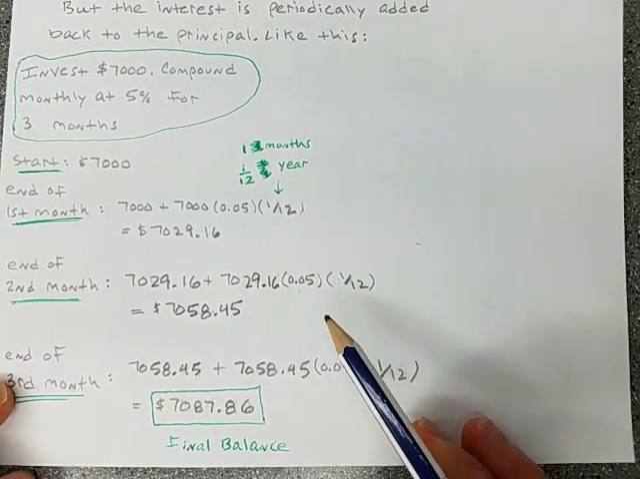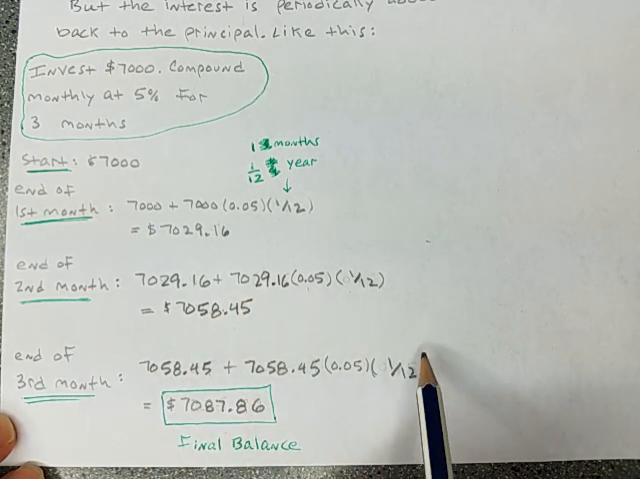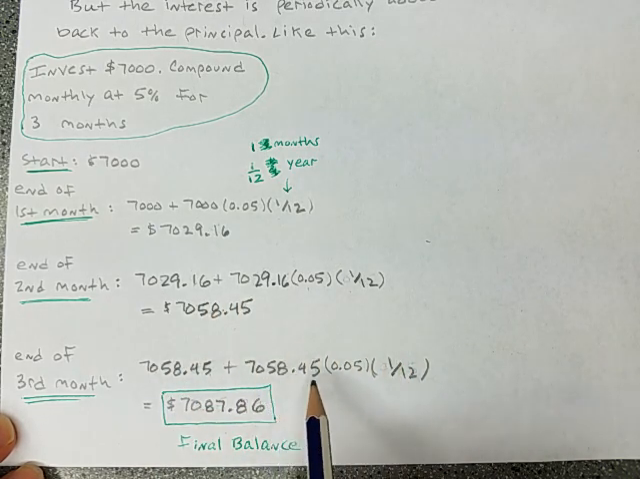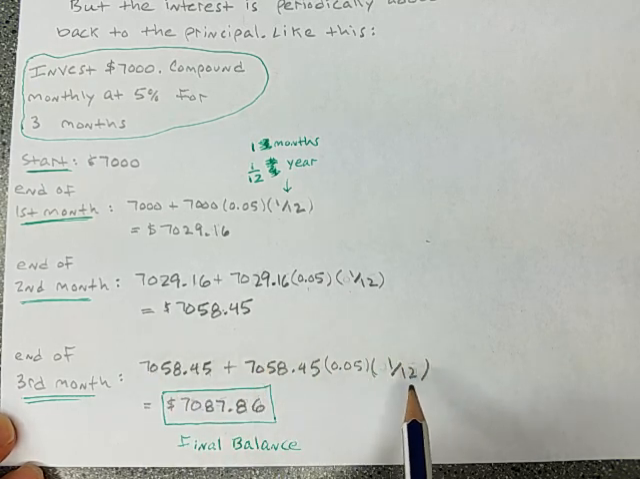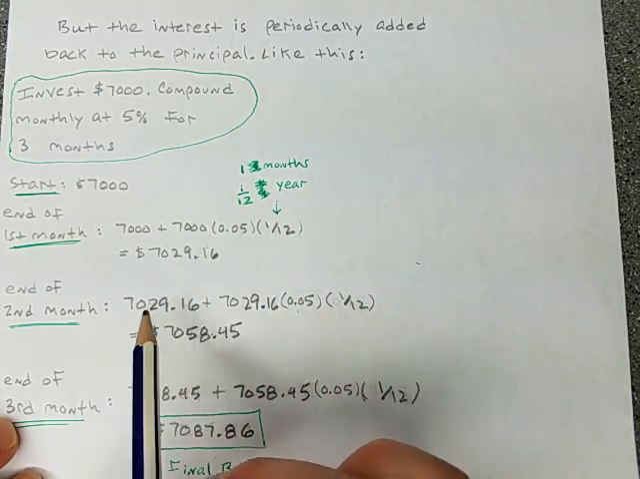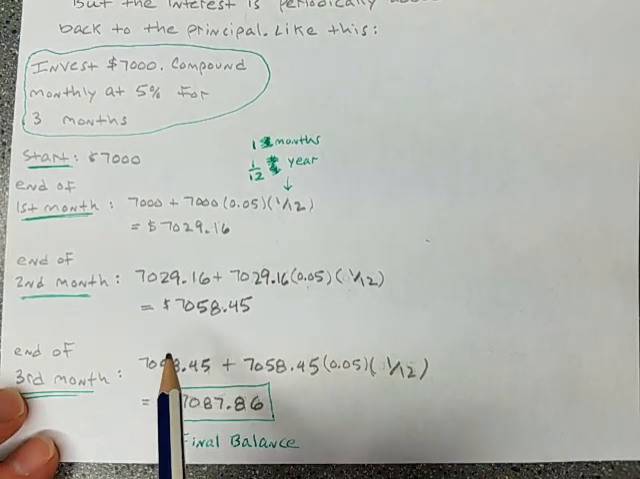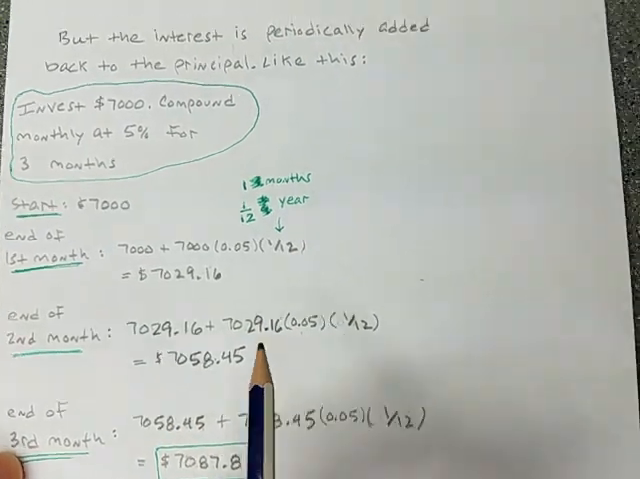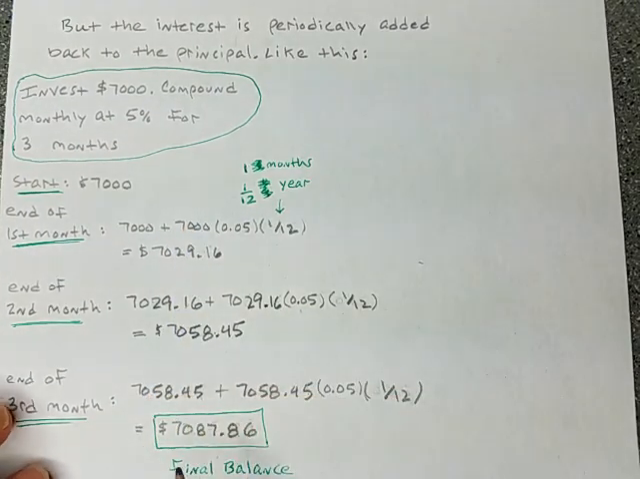Okay, now we have this. At the end of the third month, we take what we started with, and it earns a month of interest. We add that interest back into it. So we repeat that. We take our balance, we add a month's worth of interest. At the end of the next month, we take the new balance, add another month's worth of interest. And we do that for 3 months. And this is our final balance right here, $7,087.86. That's what compounding is.